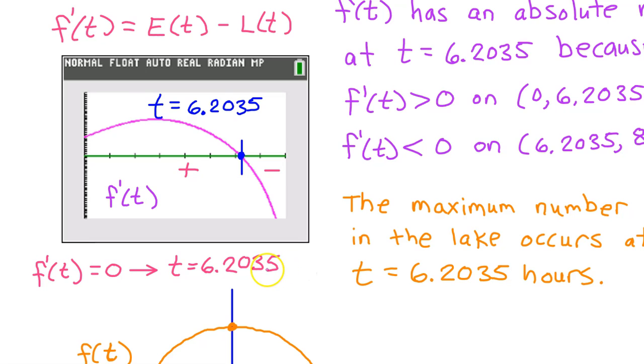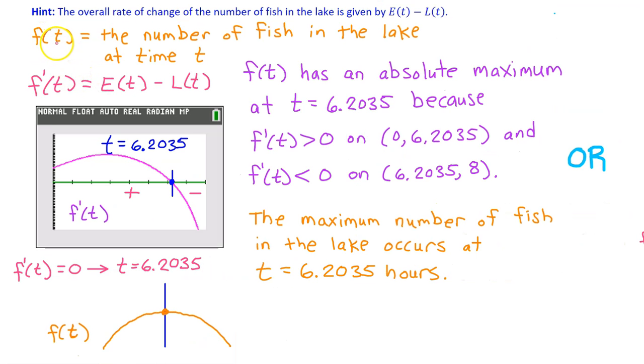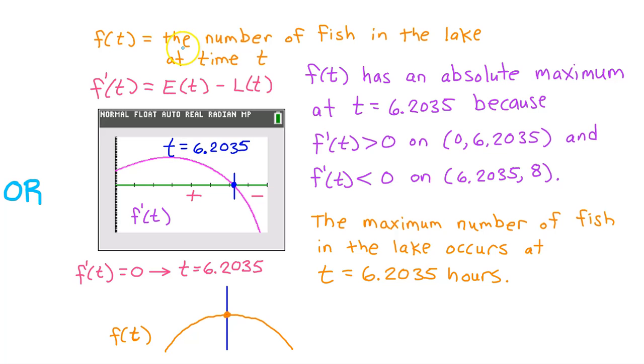There's nothing wrong with defining a new function f of t for the number of fish in the lake, and then using f of t and f prime of t in your justification. But I want to show you how you can do the problem without doing that. I mean, if you look at the College Board answer, they're not going to have a new made-up function for the number of fish. Since f of t is the number of fish in the lake, instead of mentioning f of t in the justification, we can just say the number of fish has an absolute maximum.